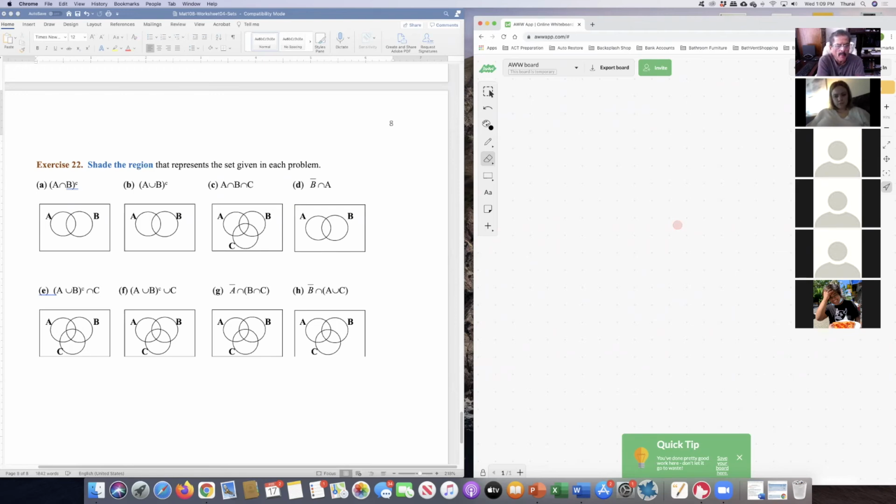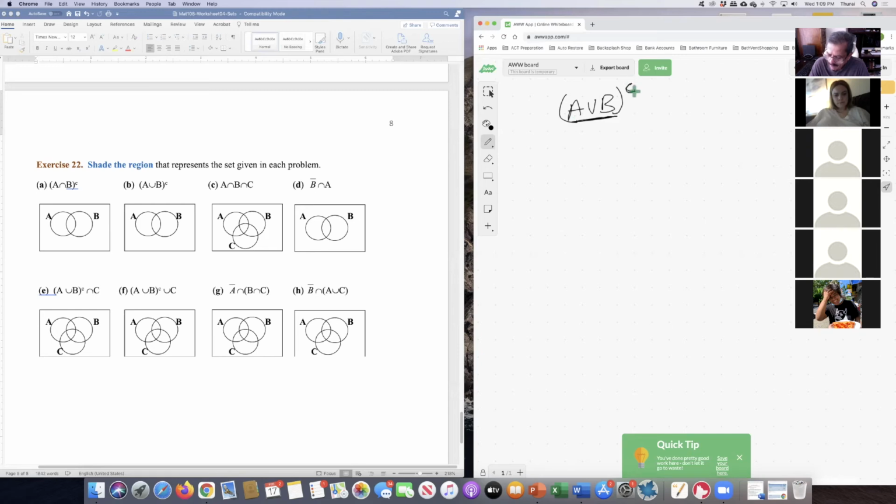So whenever we're trying to find a complement of two circles, we're always going to start from the outside. The question here is, I'm going to put it on the board: what is A union B complement? A union B is the two circles combined, right? And then when you find the complement of it, that would be outside of the entire set. Okay?